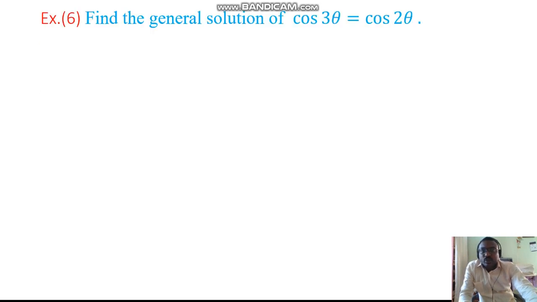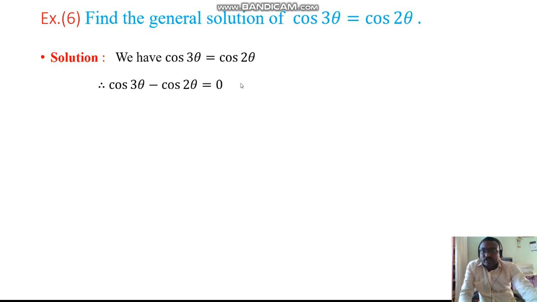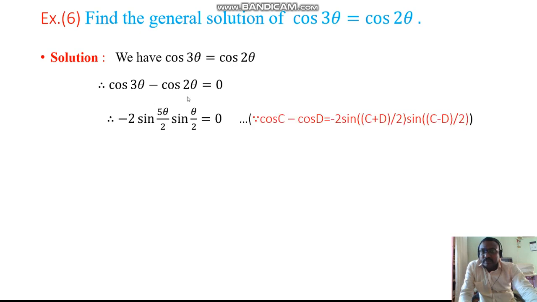Find the general solution of cos 3 theta equal to cos 2 theta. First we will write cos 3 theta is equal to cos 2 theta. Take cos 2 theta on the left hand side, and by using this formula, cos C minus cos D is equal to minus 2 times sin of (C plus D) divided by 2 into sin of (C minus D) divided by 2.